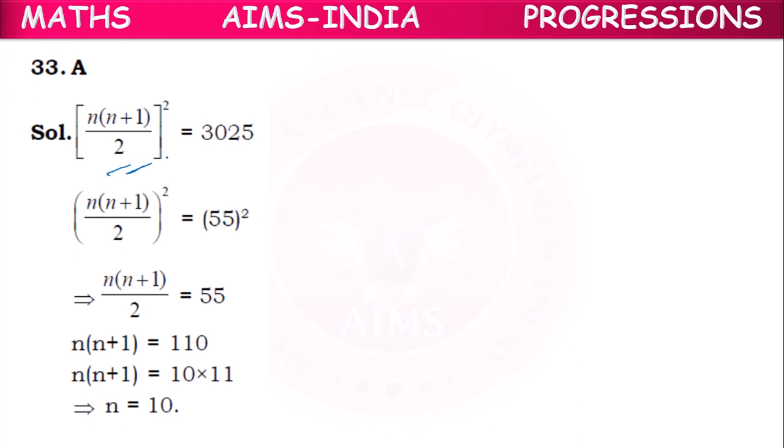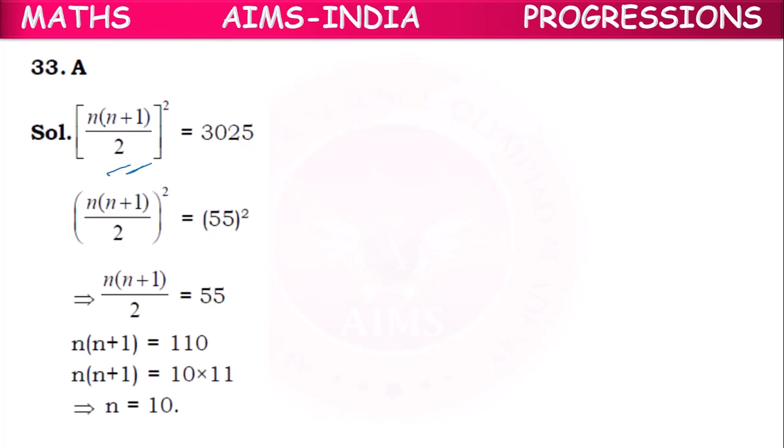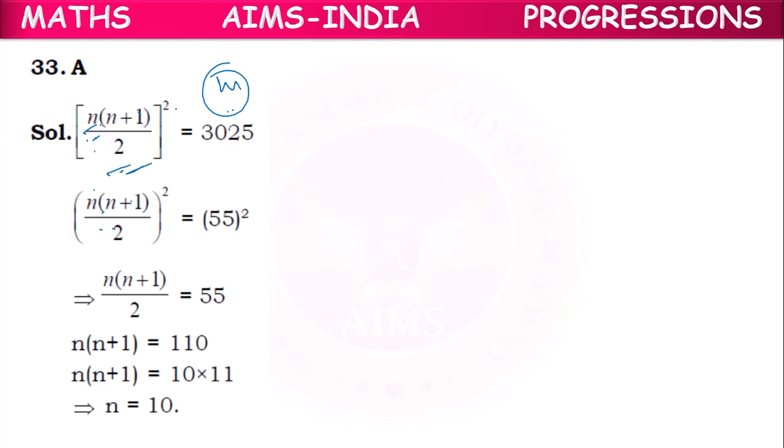For that we have a direct formula. For sum of cubes of first n natural numbers, it is n into n plus 1 by 2 whole square. But instead of n terms, we are having m terms here. So in the place of n, we can keep m here, or we can make it as n. Any way we can do. So let's treat it as n here.